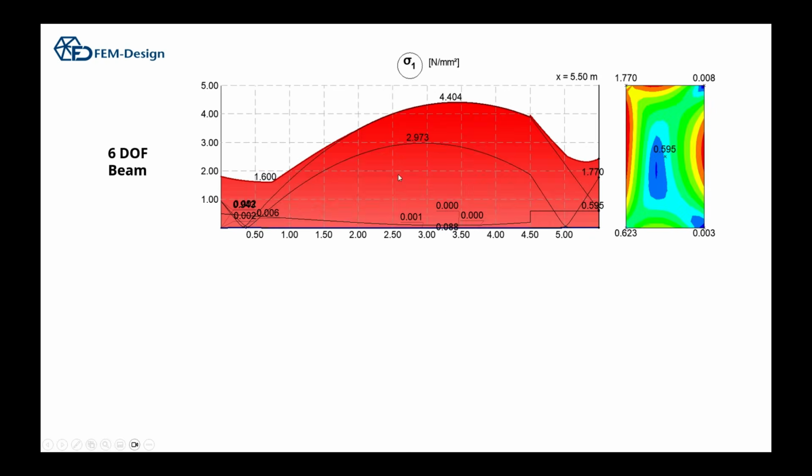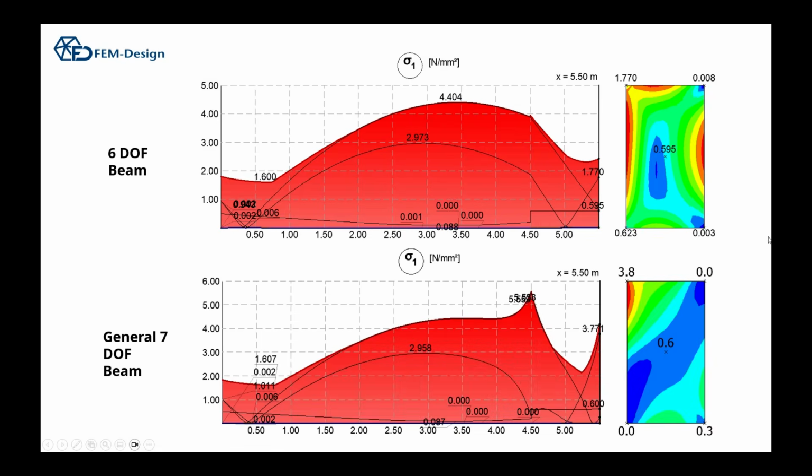And if you look at the stresses, the 6 degrees of freedom beam model gives you this stress distribution, and if you look at the general 7 degree of freedom beam model, we can see that the stress is almost double. But if you look at it globally, you can see that the Saint Venant works really well, but close to the support, the bi-moments start to change the stress state of the beams. So globally the 6 degrees of freedom is okay, but locally, we can say that the 7 degree of freedom beam model is more accurate in this case.